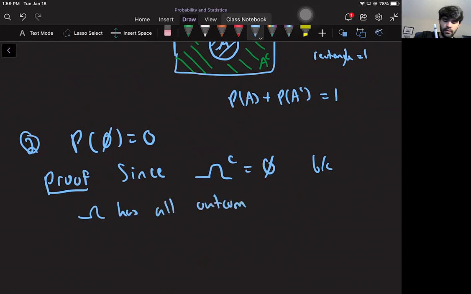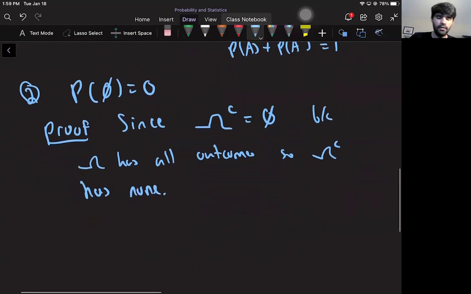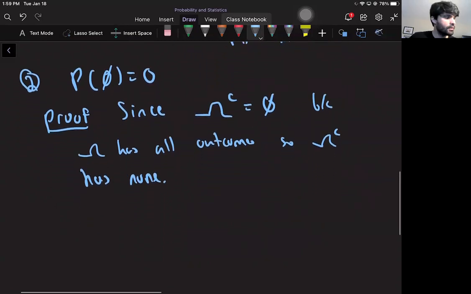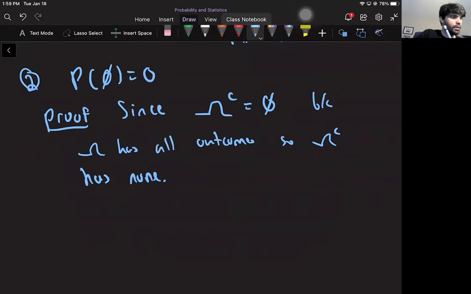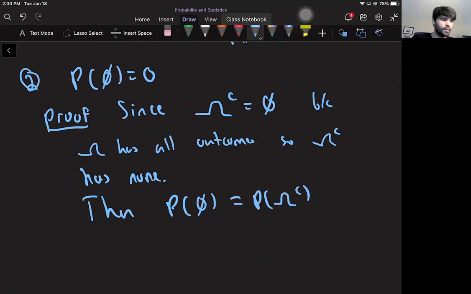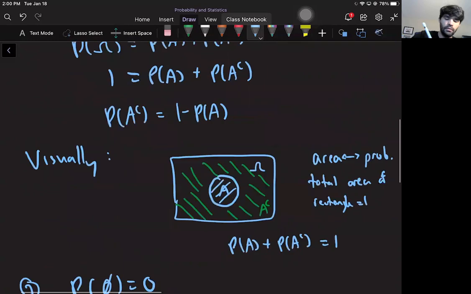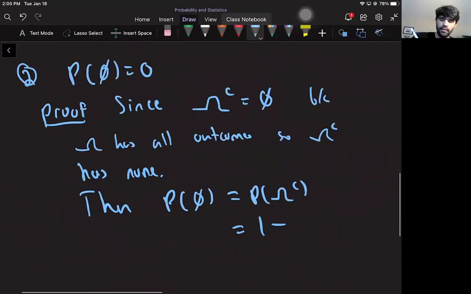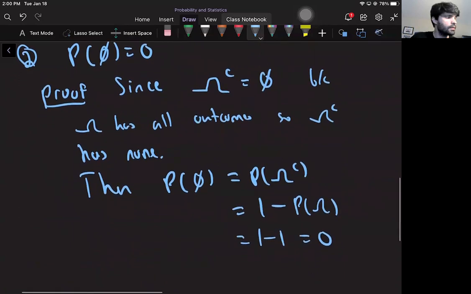This has all the outcomes. So the complement has none, because by definition, the complement has only things that are not in the set you're talking about. With this fact in mind, we can do this calculation very quickly. The probability of no outcomes happening, the probability of the empty set, is the probability of omega complement. But that's just one minus, because of this formula we just used, one minus the probability of omega, which is one minus one, which is zero. Okay, so that's that one.